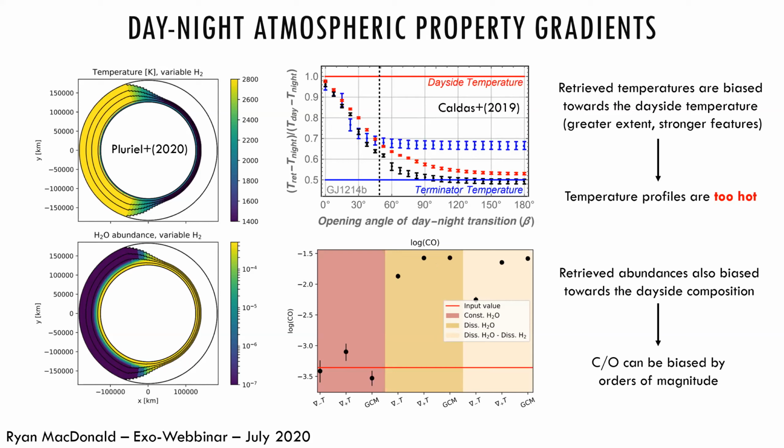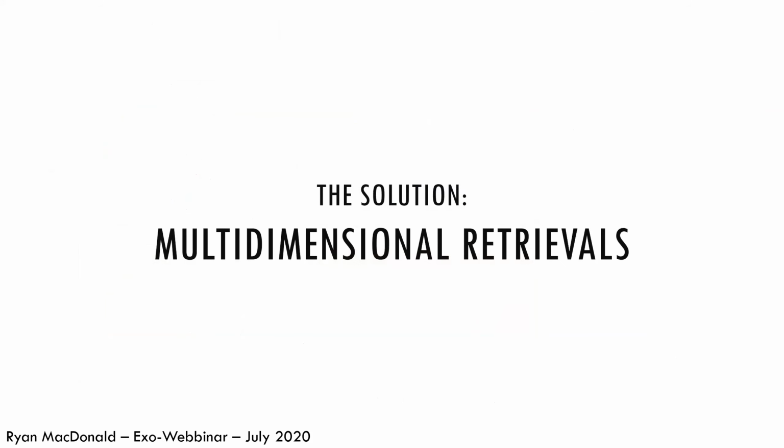So we've seen here that east-west differences can cause temperatures to come out too cold, day-night differences can cause them to come out too hot, abundances can be off. So where do we go from here? Should we just give up and stop doing spectra?